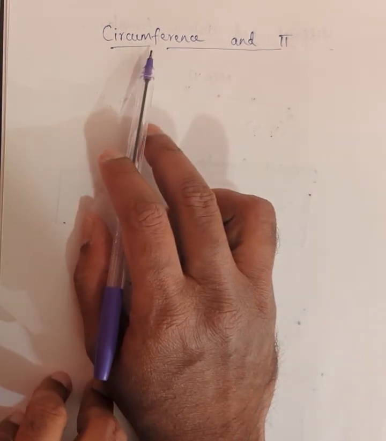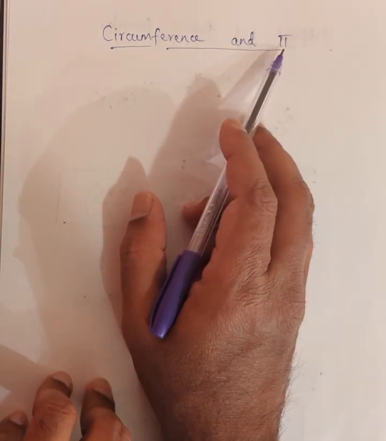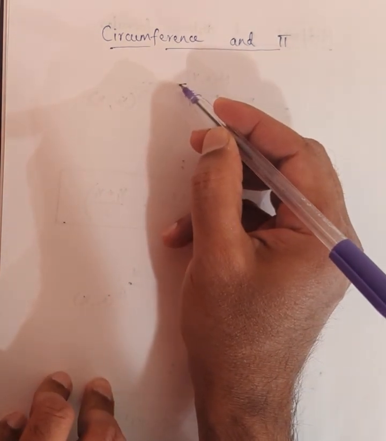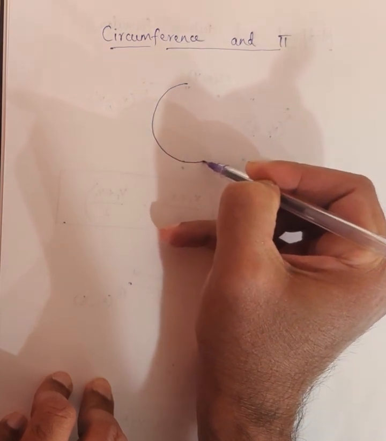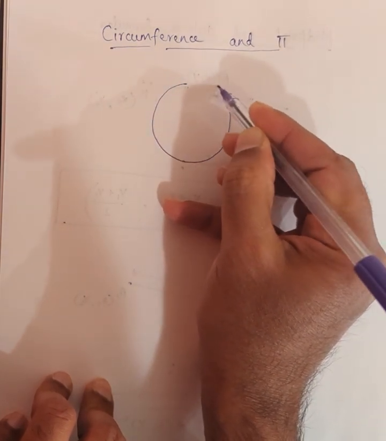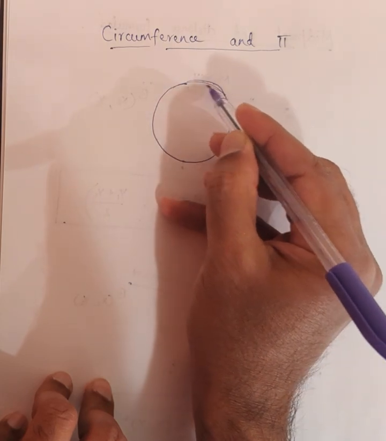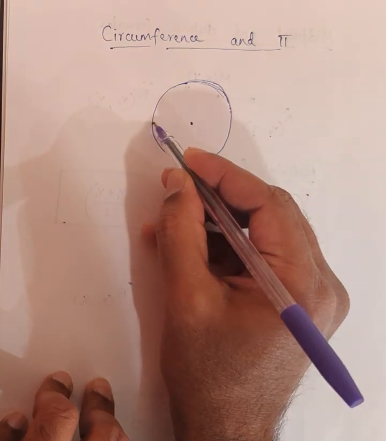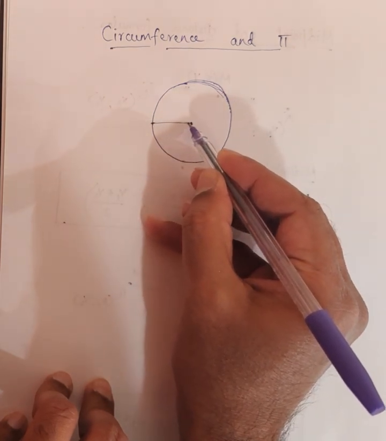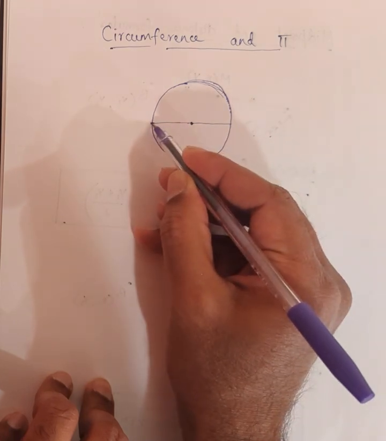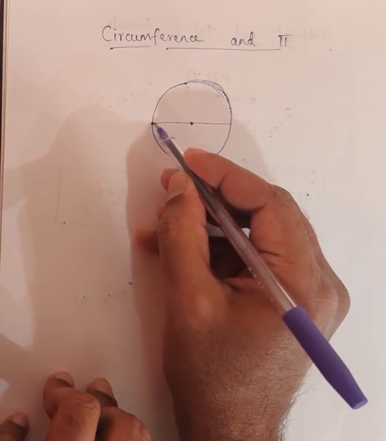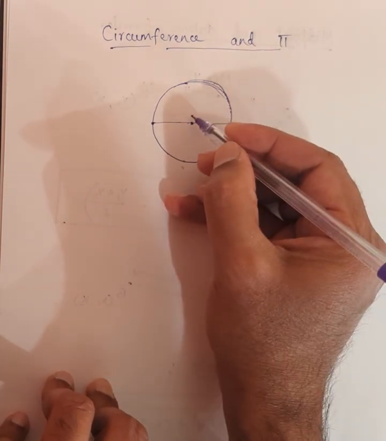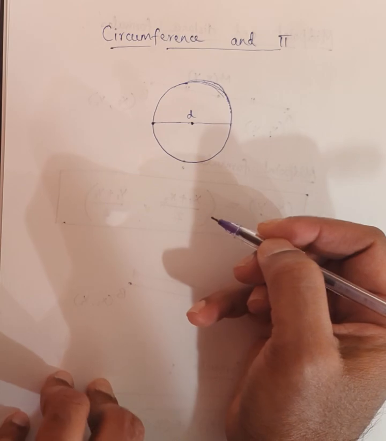In this video, we'll learn about circumference and this number pi. So imagine a circle, and every circle has a center, and this line segment that goes from one end or some point through the center to some other point on the circle is called the diameter. Let's denote its length by d.